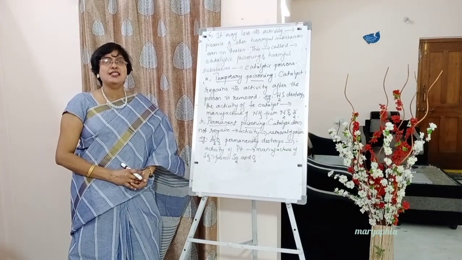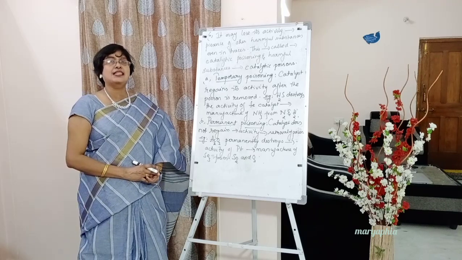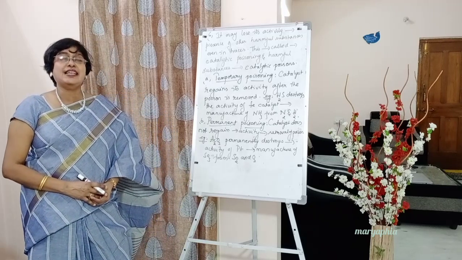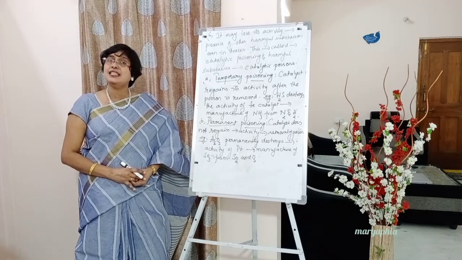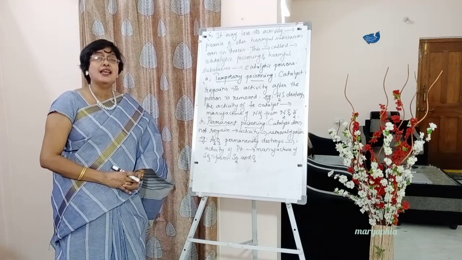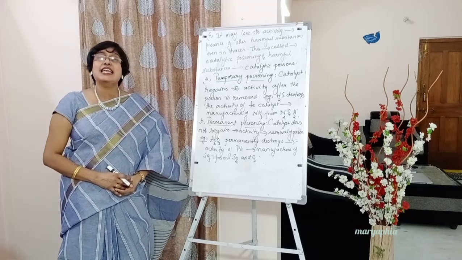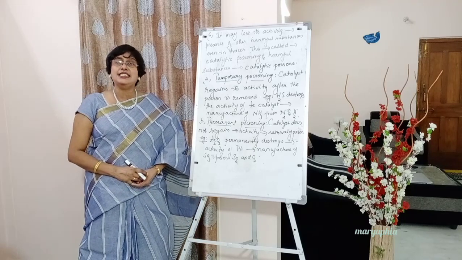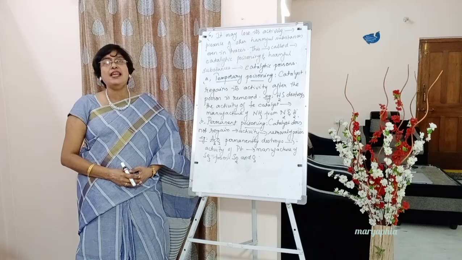Next, sixth point. Like how its activity is increased in the presence of promoters, its activity also can be decreased in the presence of some harmful substances even when they are present in traces, students. Those harmful substances are called catalytic poisons, and the process we call catalytic poisoning. So that is the sixth characteristic of a catalyst.